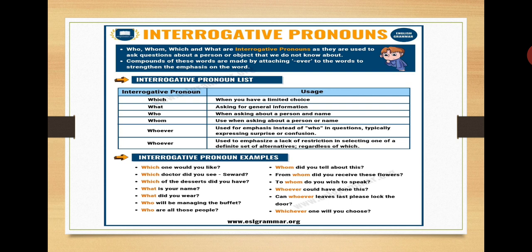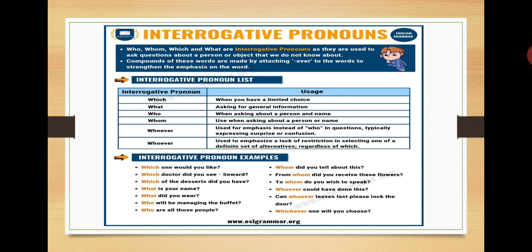Now, you should know the usage of which, what, who, whom, whoever, and how to use them in a sentence. Like, for example, which: when you have a limited choice. What is used for asking for general information. Who: when asking about a person and name. Whom: it is used when asking about a person or name.